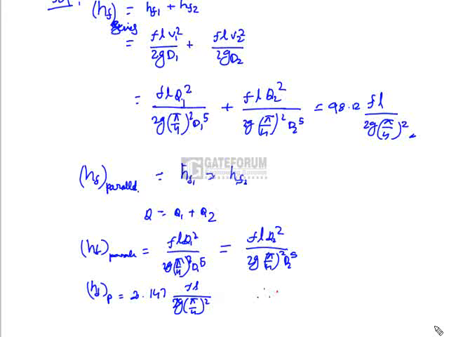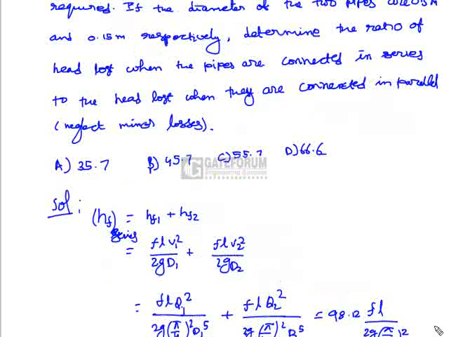Therefore, the ratio, that is head loss due to the friction when pipes are connected in series to head loss due to the friction when the pipes are connected in parallel, is equal to 45.7. So in the options, the correct option is B, that is 45.7.